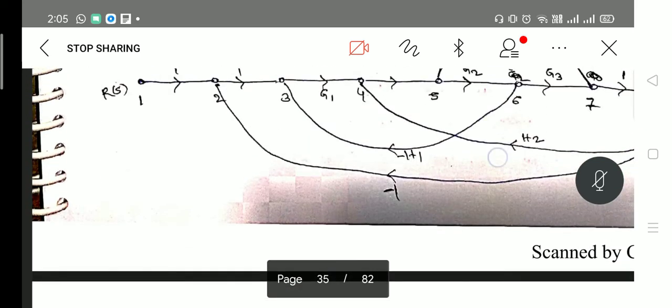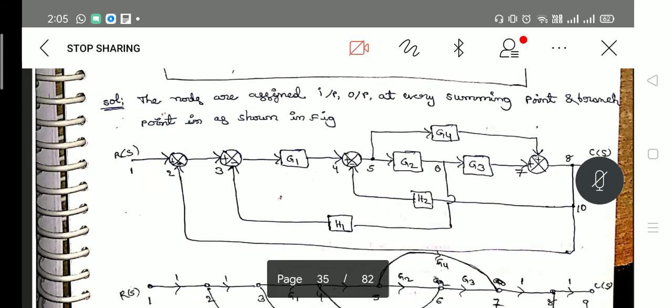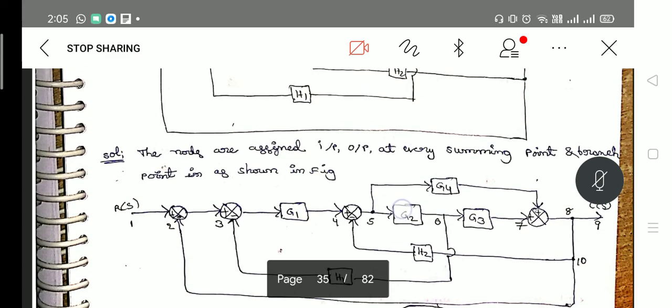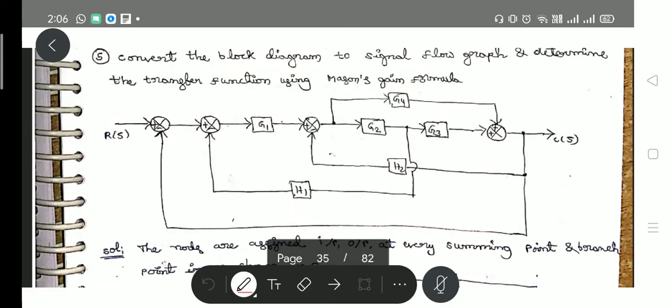This is also the same problem. I will tell the conversion first, and then we can do the signal flow graph. The question says first convert the block diagram to signal flow graph and determine the transfer function using Mason's gain formula. So first you take all the nodes in the block diagram.